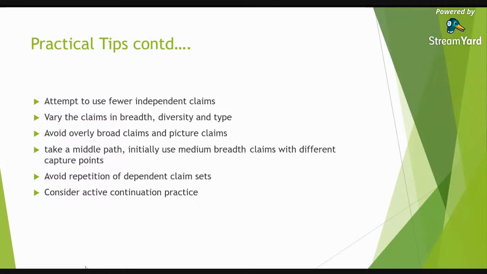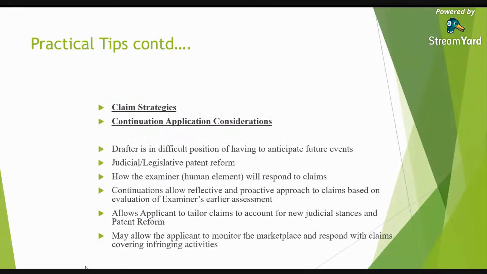Avoid overly broad claims or picture claims, in the sense sometimes people just say the formulation comprising of, and then just copy the table. That's a picture claim. Don't do that. Instead, you can have the range of the excipients that is claimed. Avoid repetition of dependent claims, or consider the filing of continuations. So these are certain practical tips to draft the claims. I think let's stop here, and we'll continue with infringement and some case examples tomorrow.